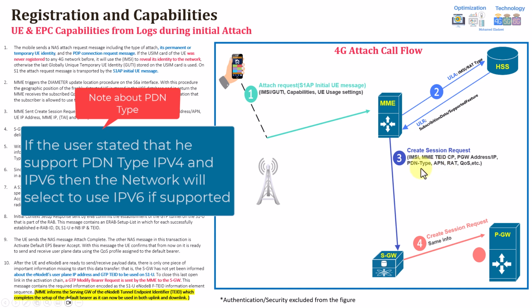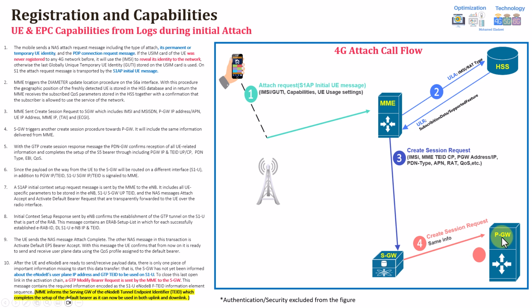And the EBI, for example, this is initial, it will be, for example, for data or web or whatever, and RAT and quality of service. The same message will be forwarded from the serving gateway to the PGW with the exact same content.